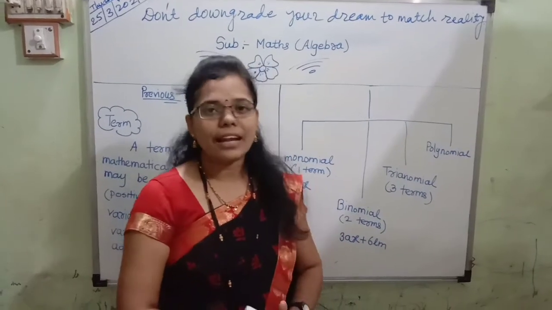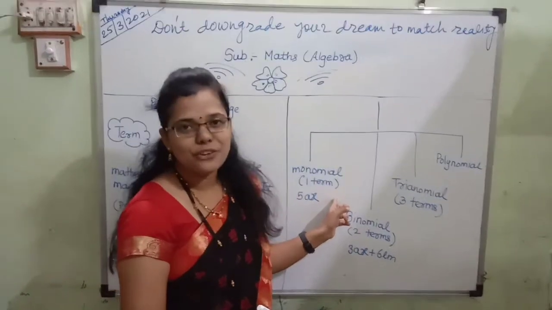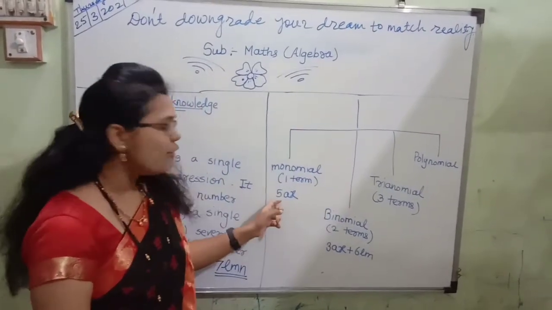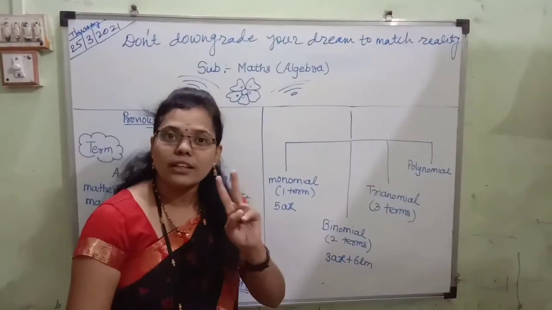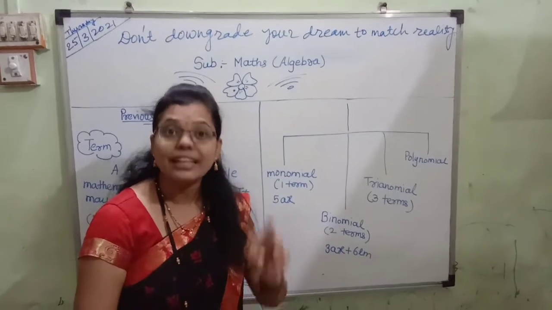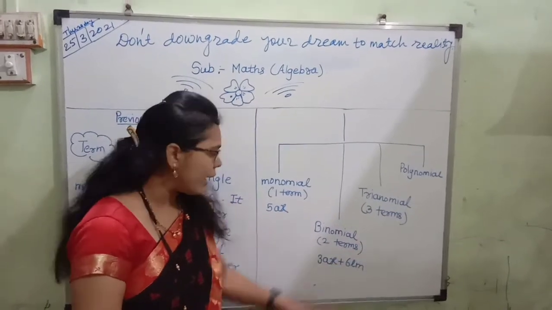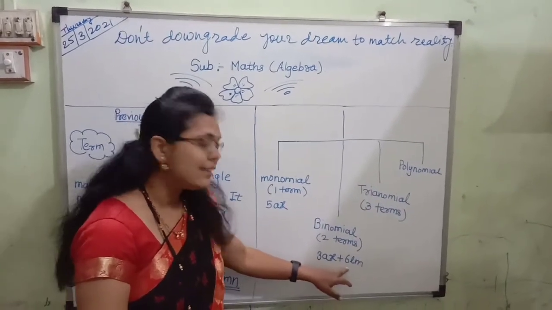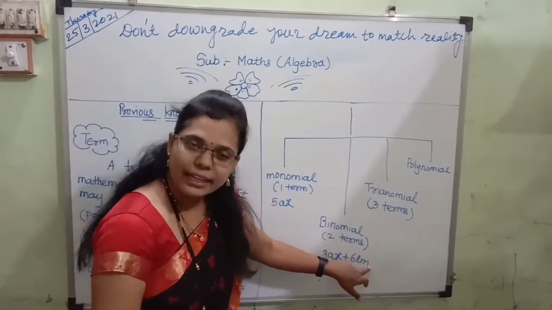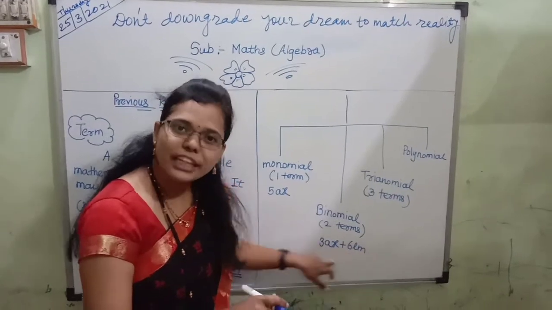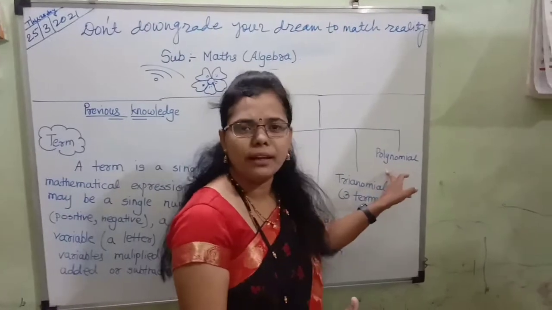According to terms, there are different parts. Number one, monomial, where there is one term, that is known as a monomial. For example, 5ax. Binomial, where there are two terms. In only one expression, there are two terms. That expression is known as a binomial. For example, 3ax plus 6ln. This is one term and the second term is 6ln, and they are present in one expression, so it is known as a binomial. Same way about trinomial and polynomial.